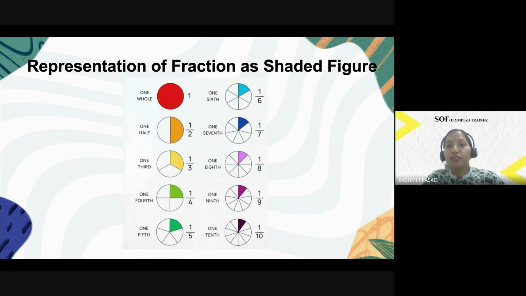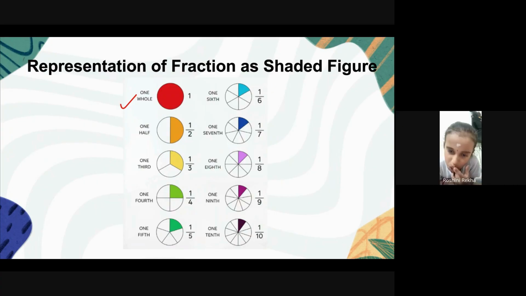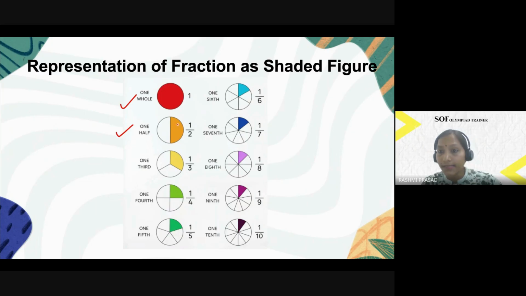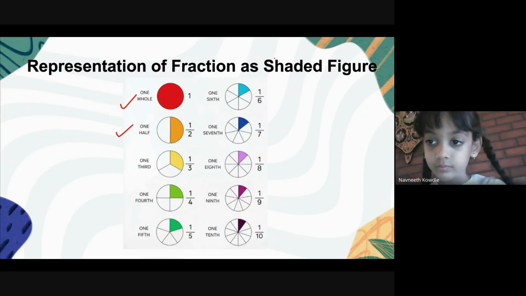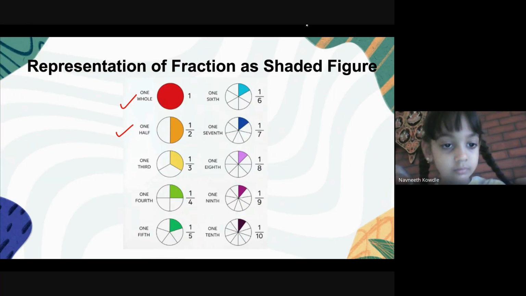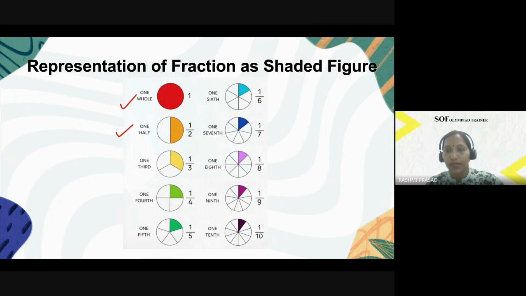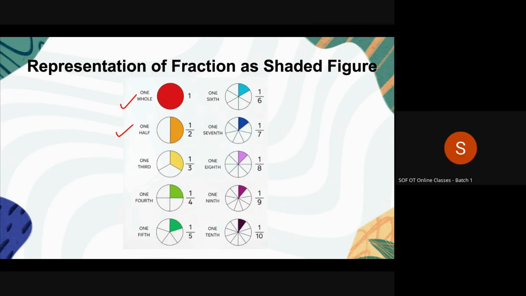Next is representation of fraction as shaded part. You can see here a few shaded parts. In the first figure, everything is shaded, so we call it one whole, right? In the second shape, half the part is shaded. So the shaded fraction is half. Please keep yourself muted.